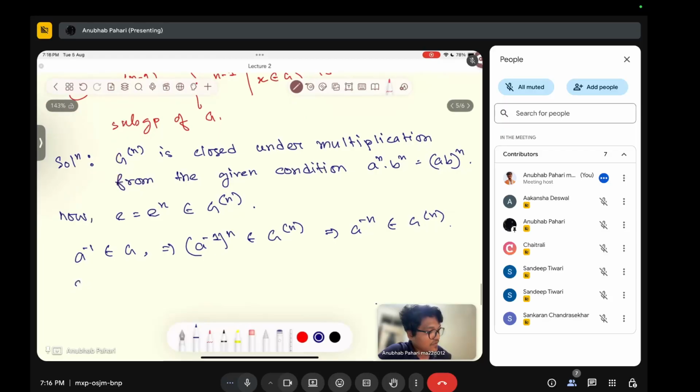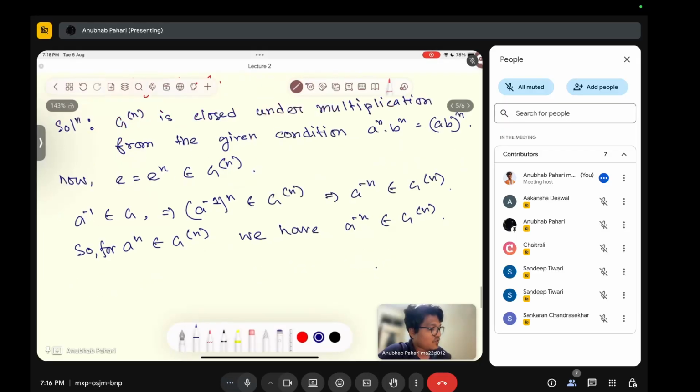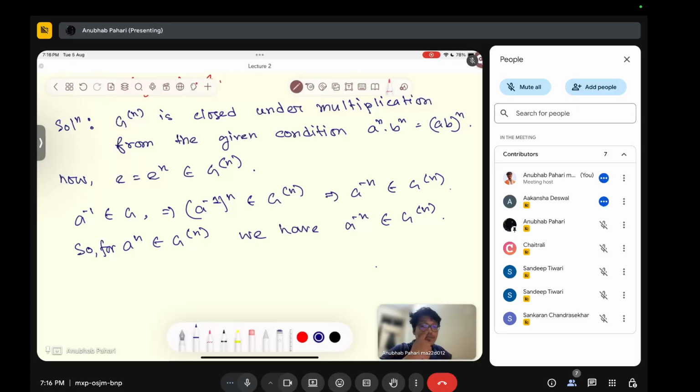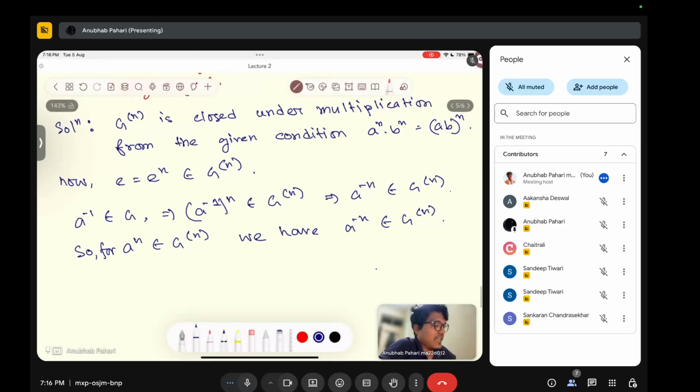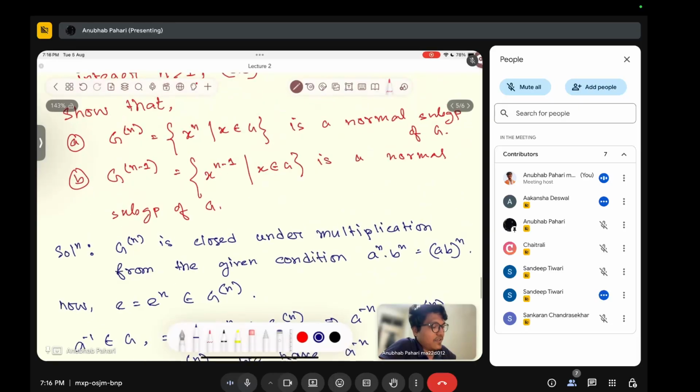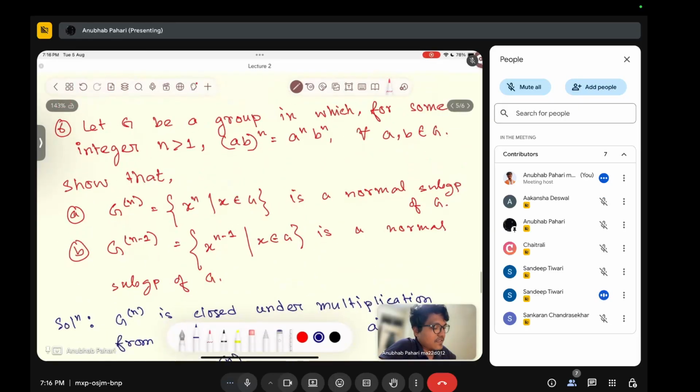a was arbitrary. So for a^n belongs to Gn, we have a^(-n) belongs to Gn, right? So we have the inverse also there. And the associative part you can do yourself, right? Okay, sir, I will try. Let me know if you get stuck, then we'll do this together. Okay, so associativity follows from the group itself.